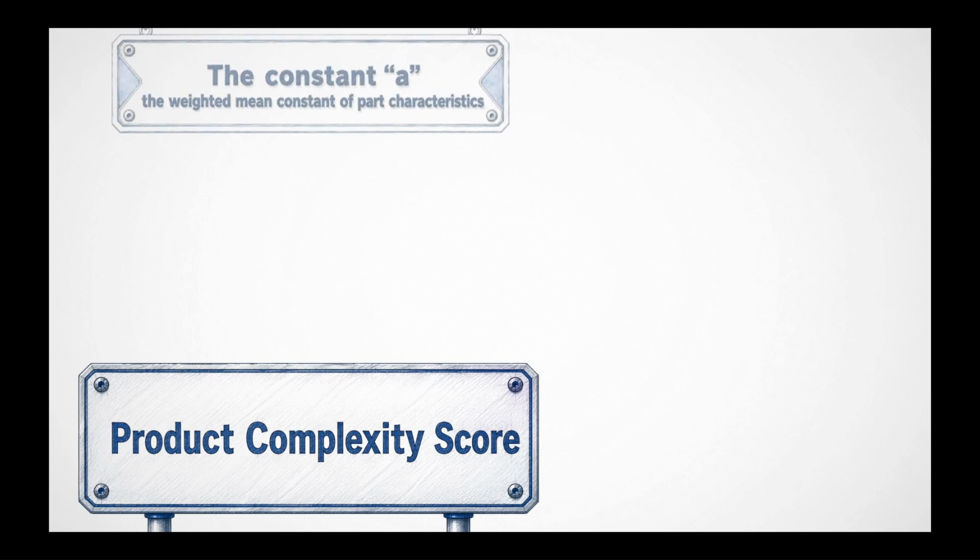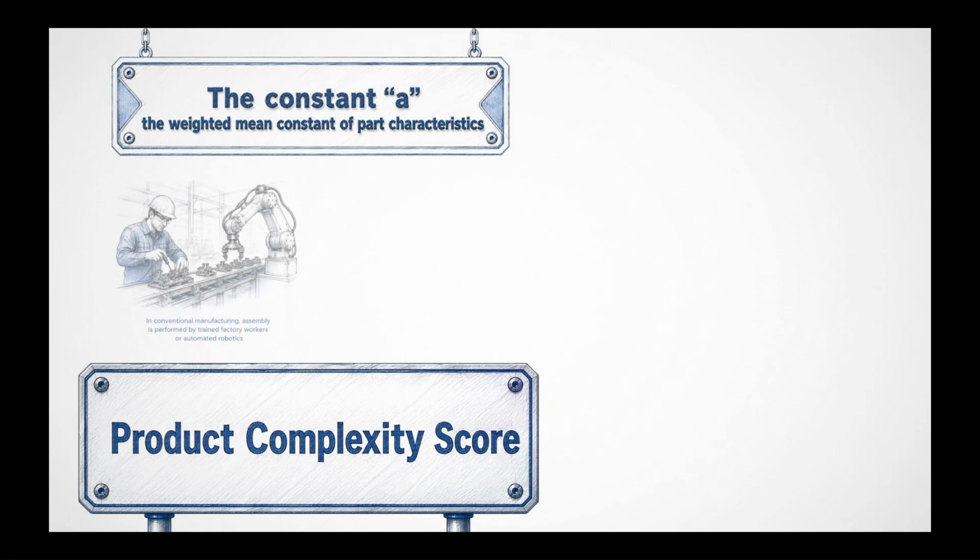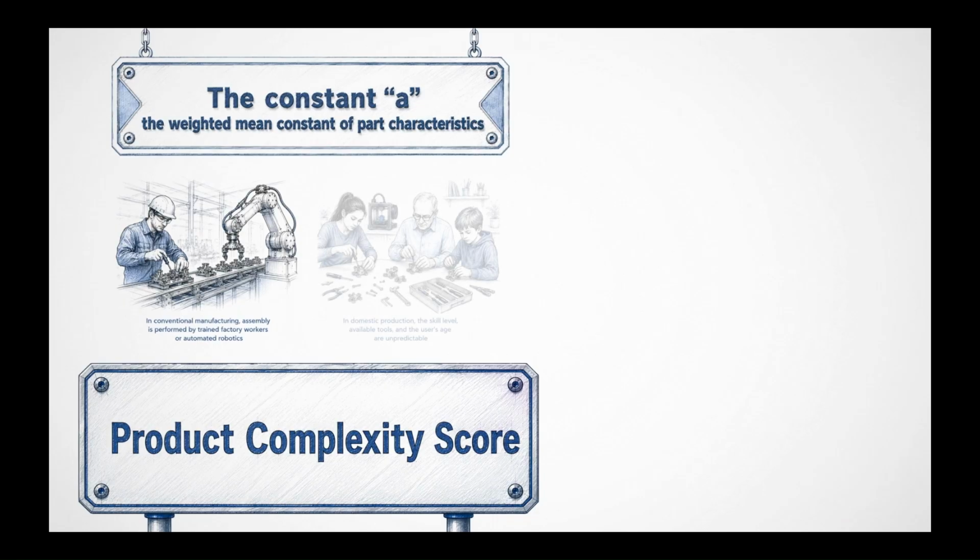Consider constant A, the weighted mean constant of part characteristics based on design for assembly methodologies. In conventional manufacturing, assembly is performed by trained factory workers or automated robotics. In domestic production, the skill level, available tools, and the user's age are unpredictable.